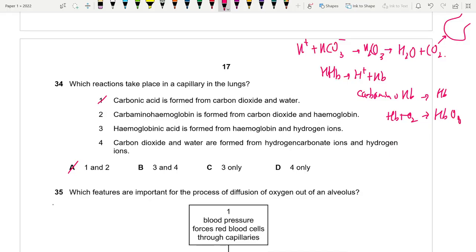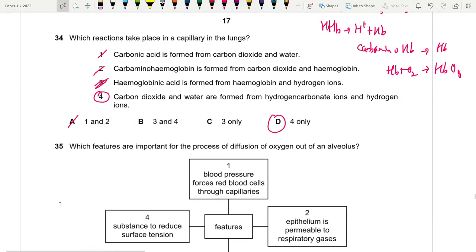Carbaminohemoglobin is formed from carbon dioxide and hemoglobin. That is also wrong. Carbaminohemoglobin actually breaks down. Hemoglobinic acid is formed from hemoglobin and hydrogen. No, that happens in active tissues, not the lungs. Hemoglobinic acid actually breaks down to form hemoglobin and hydrogen ions. Carbon dioxide and water are formed from hydrogen carbonate ions and hydrogen ions. True. 1 is fine. Only D.